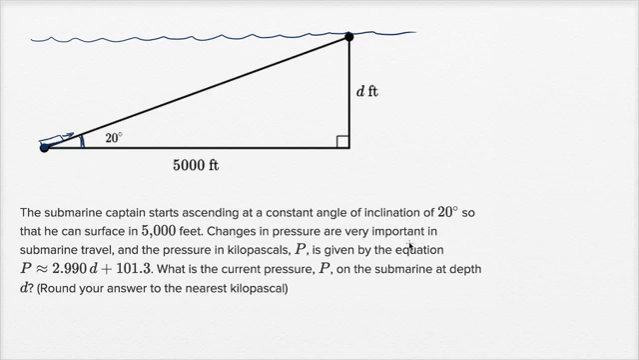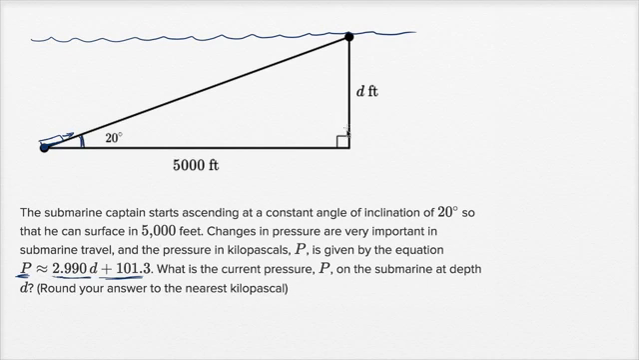Changes in pressure are very important in submarine travel, and the pressure in kilopascals is given by the equation: the pressure in kilopascals is approximately 2.990 times your depth, in feet, plus 101.3. What is the current pressure, P, on the submarine at depth D? Round your answer to the nearest kilopascal.